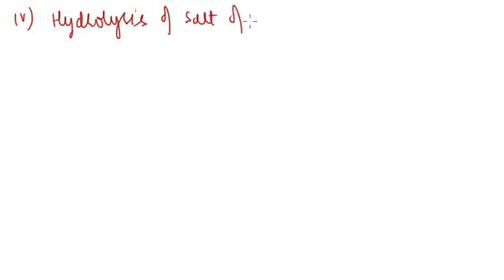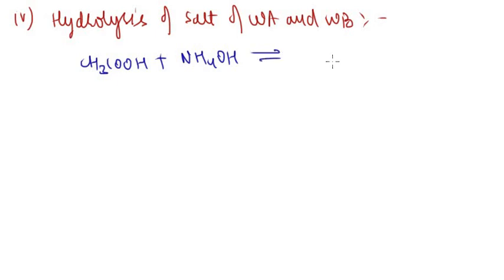So now we're going to talk about case 4, which is the hydrolysis of salt of weak acid and weak base. So first of all, let's make the salt. We have a weak acid and a weak base, which forms CH3COONH4 plus H2O.